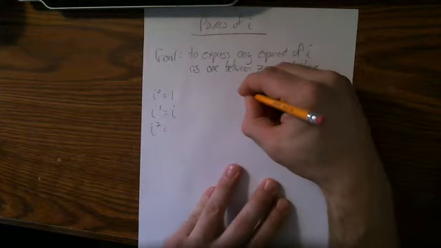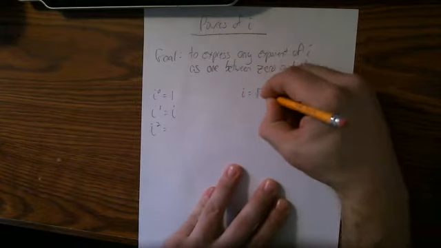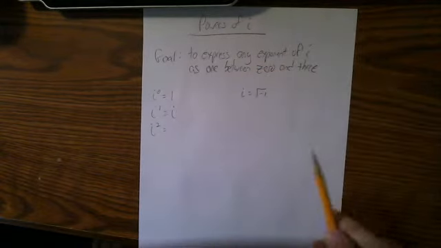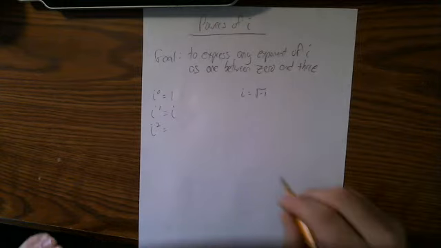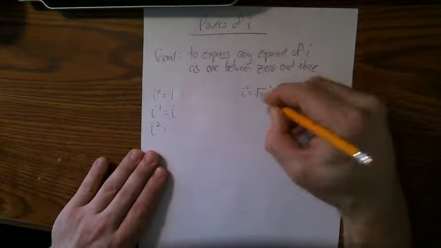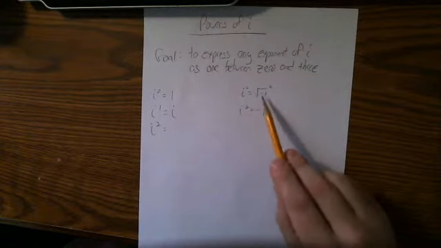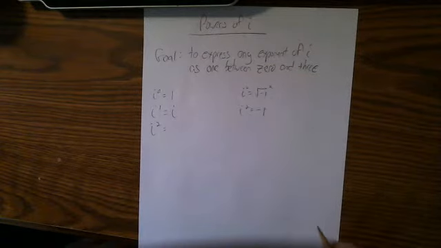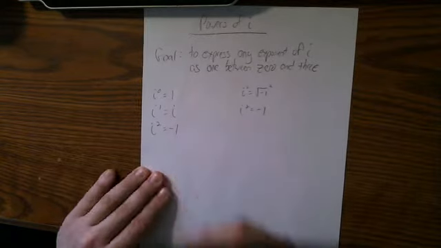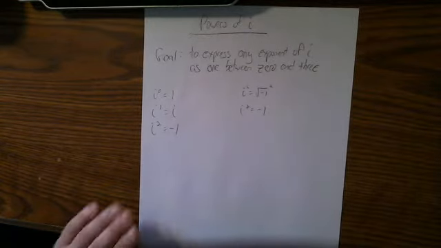So if I want to figure out what i squared is, I have to first remember, what does i even stand for? i is the square root of -1. And if I were to square both sides here, I would get i squared equals -1. Why? Because when I square a radical, it gets rid of the radical sign. Therefore, i squared is -1.